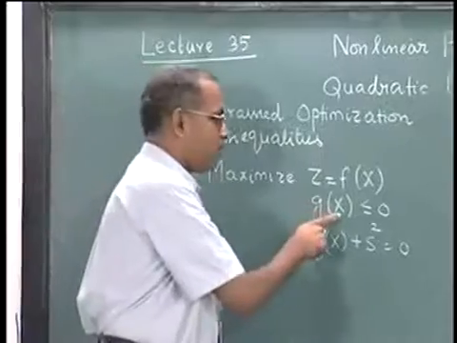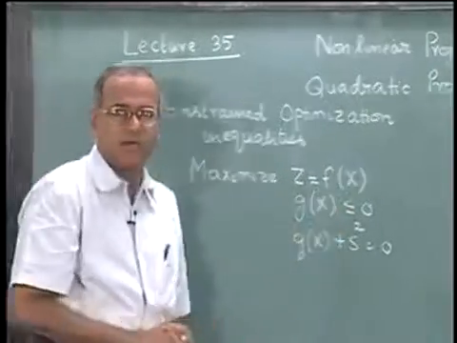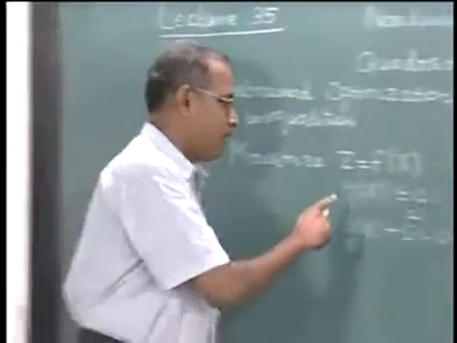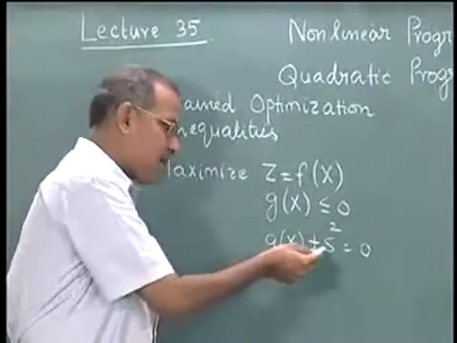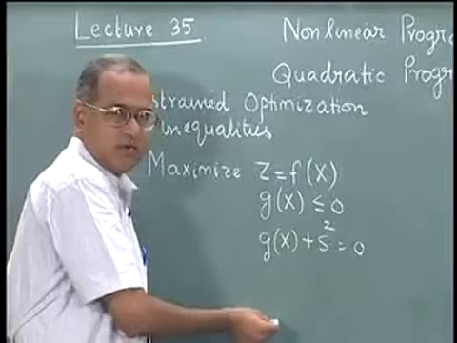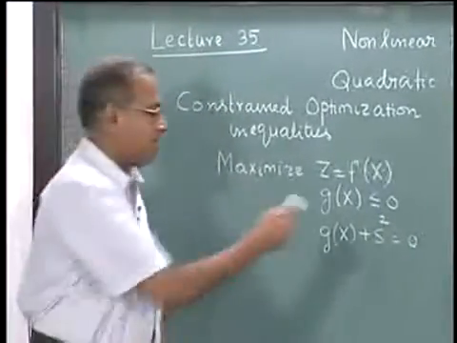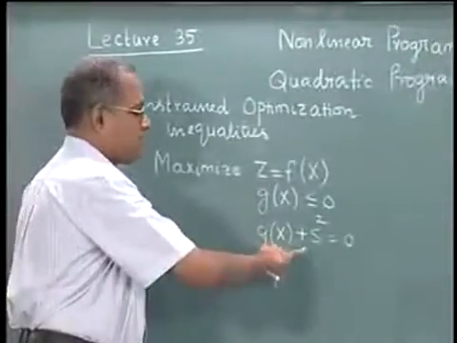If it were linear programming, we would have written this as g of x plus s equal to 0 and said s greater than or equal to 0. Now here we will write it as g of x plus s square equal to 0, so that s can be positive or negative or 0. But s square will be greater than or equal to 0, so that g of x plus s square is equal to 0.